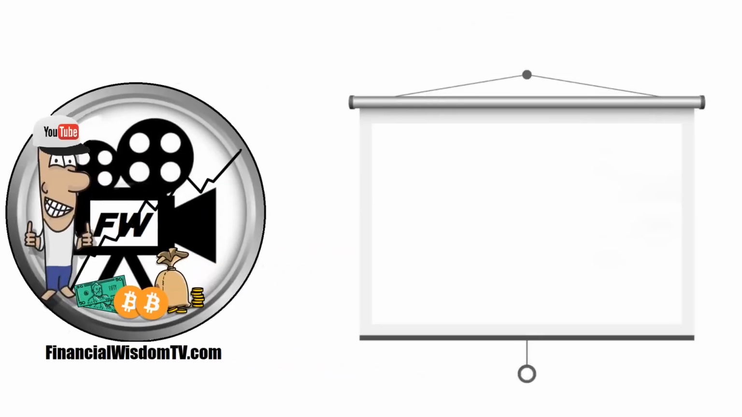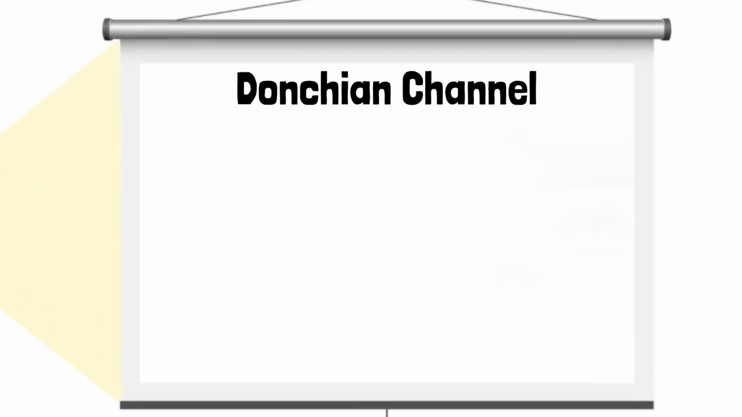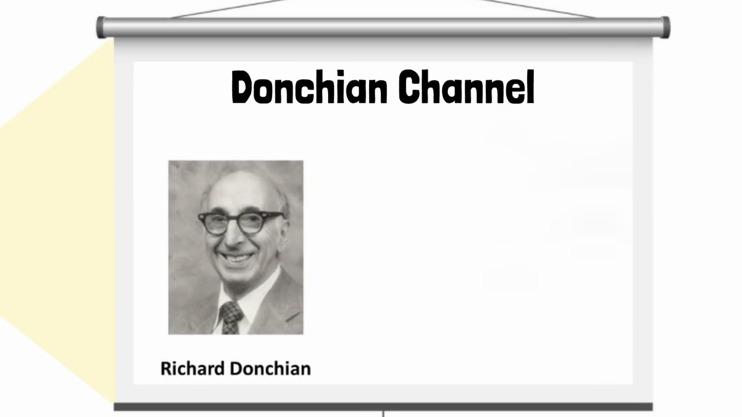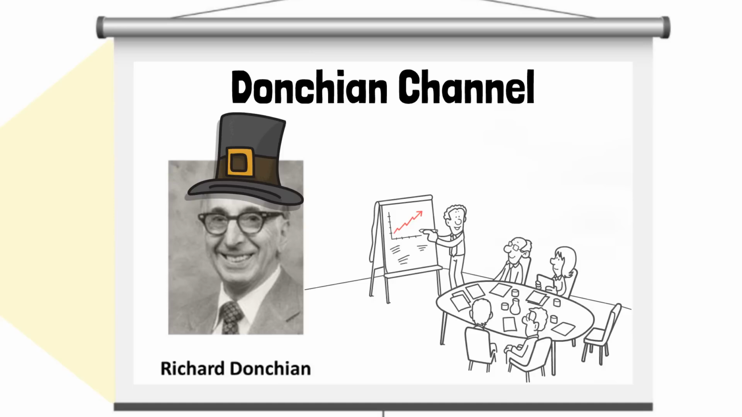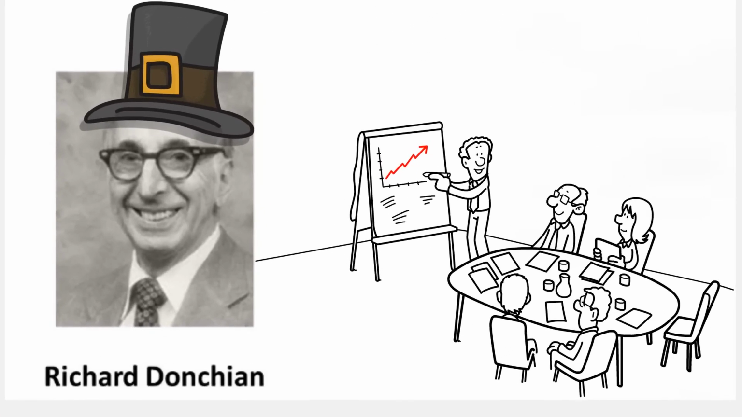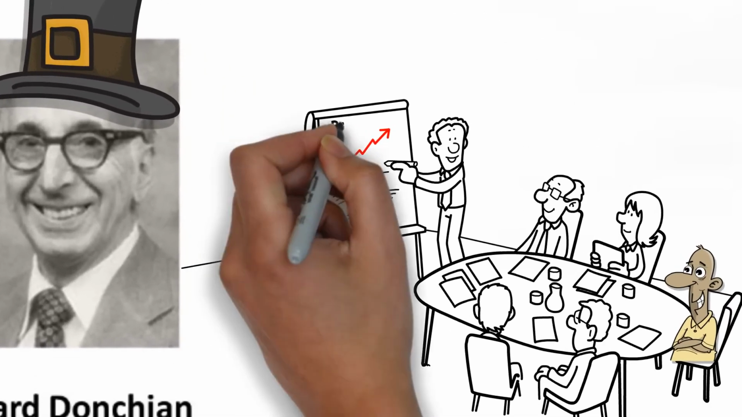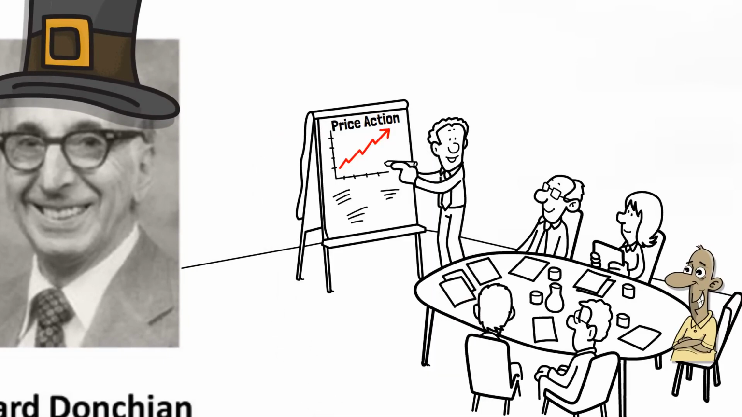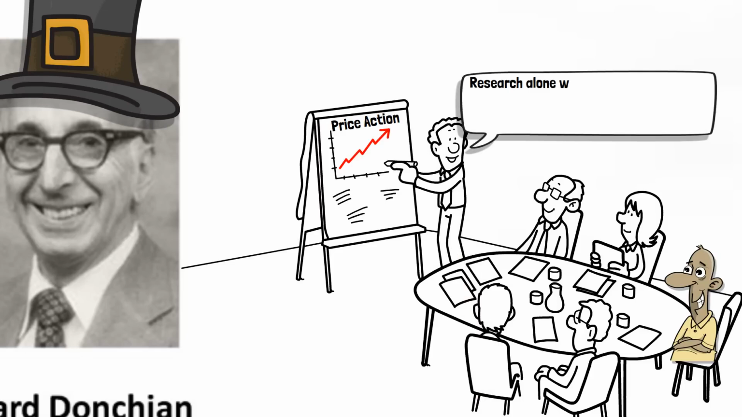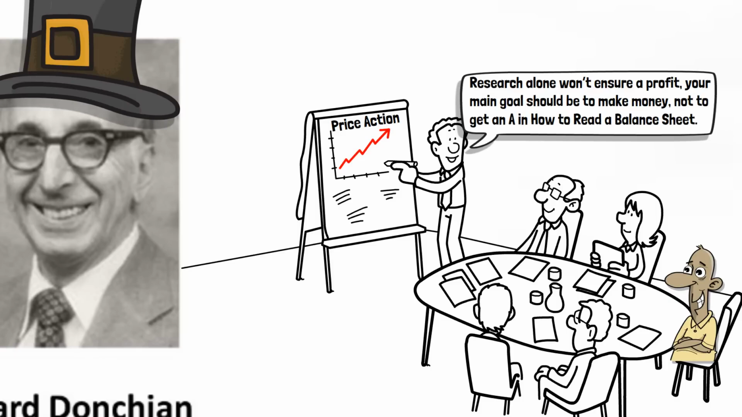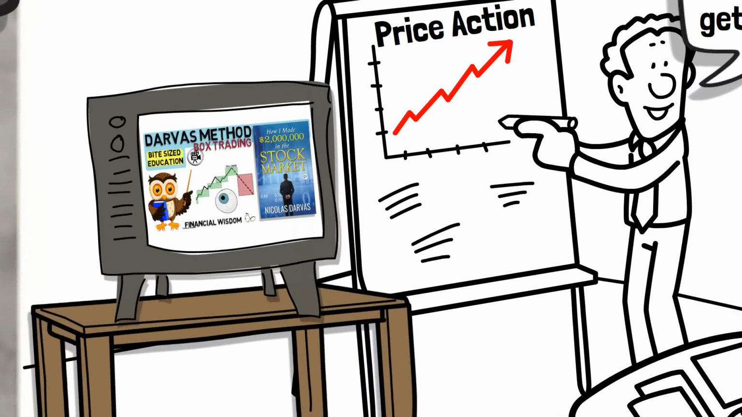In this video, we look at the Donchian Channel Breakout System, a system developed by Richard Donchian in the mid-20th century. He was later nicknamed the father of trend following. Following price action rather than fundamentals was key to Richard's system, and he later said, "Research alone won't ensure a profit. Your main goal should be to make money, not to get an A in how to read a balance sheet." Many traders have since used Richard's teachings.